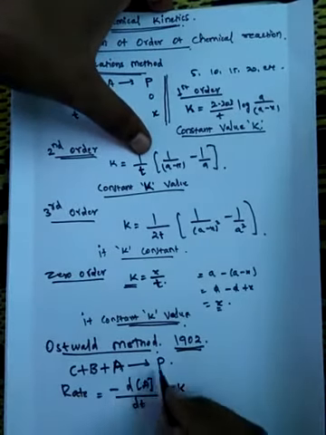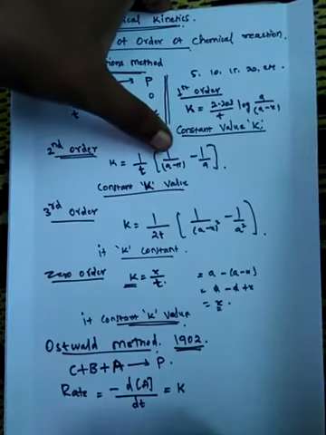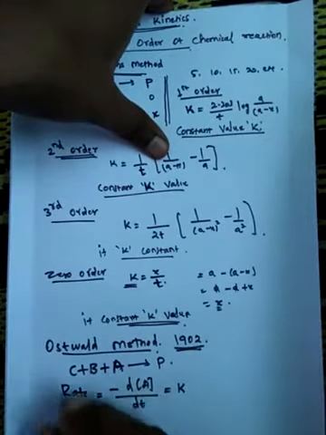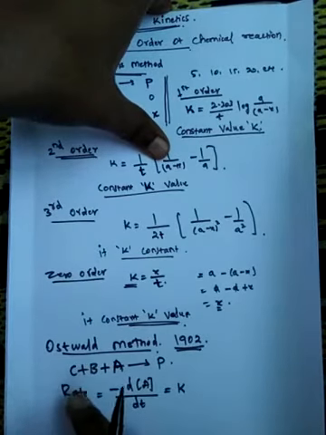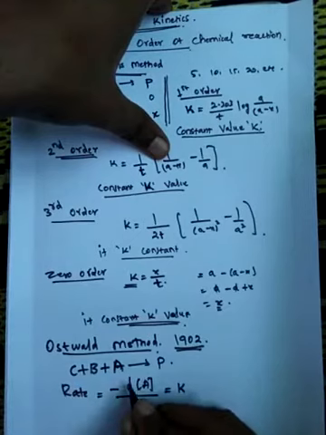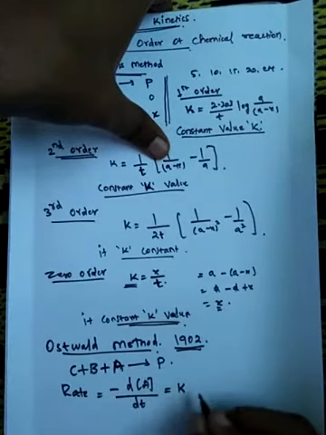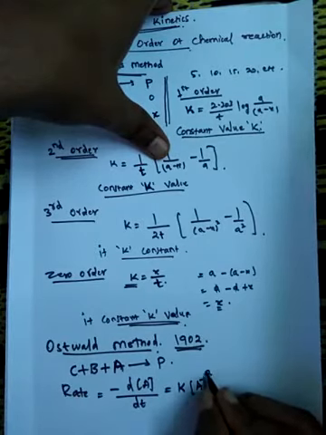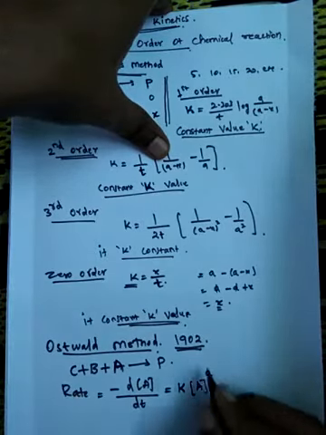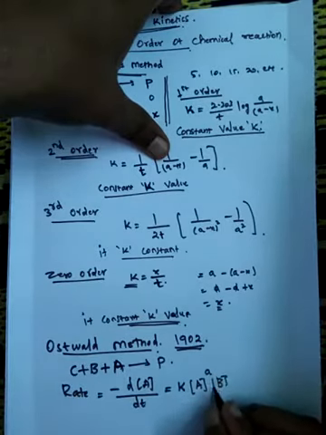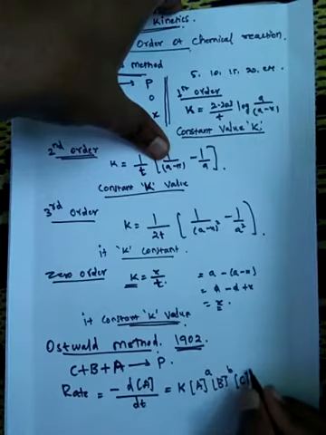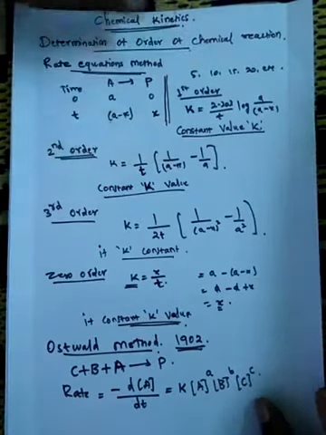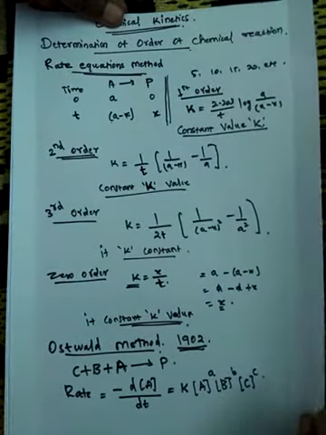See, A, B, C are reacting to give product. Here I will write the rate equation for this reaction. In terms of A, I am writing the rate expression: K, A to the power, I don't know what the power is, that is what I'm going to find out. This is the order, and B to the power, and C to the power. Then the total order of the reaction.